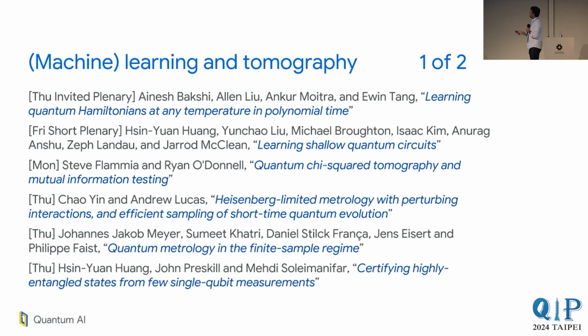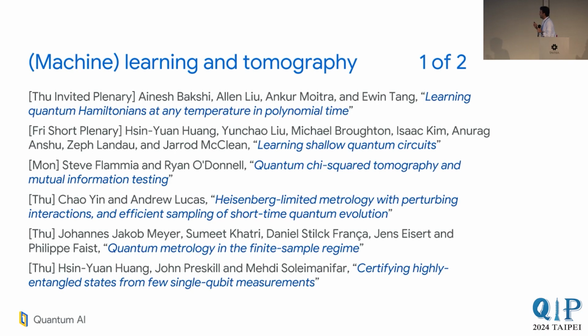Next slide. Okay, there are a lot of papers on this rough theme that I'm calling machine learning and tomography and metrology. The first one solves a question about whether you can learn quantum Hamiltonians given copies of the Gibbs state of the Hamiltonian. It shows how to do this at any temperature in polynomial time. The second paper is about learning shallow quantum circuits. So you're given as a black box a quantum circuit that's shallow, it has small depth, and you want to figure out what this quantum circuit is.